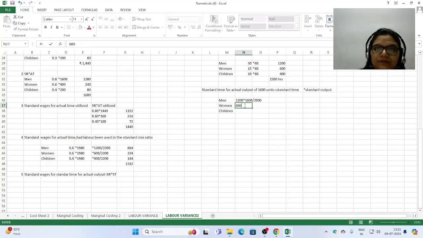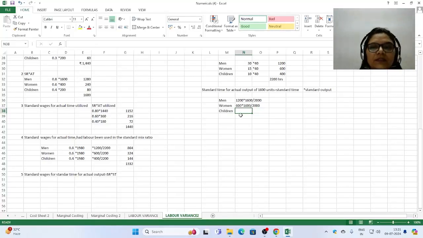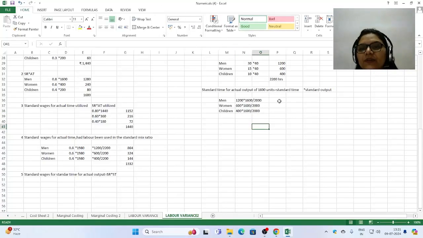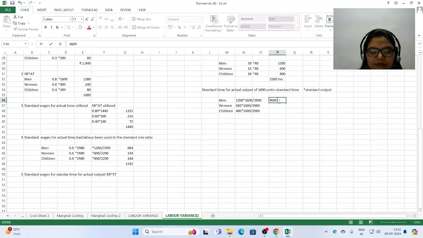Six hundred, 1600 divided by 2000. Next is 400 multiplied by 1600 divided by 2000. So it will give you the value of 960 hours. Then you have value of 480 hours. Then again you have value of 320 hours, which is 1760 hours.